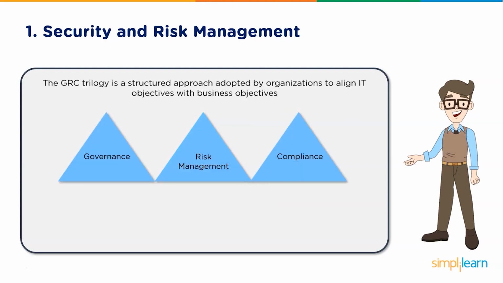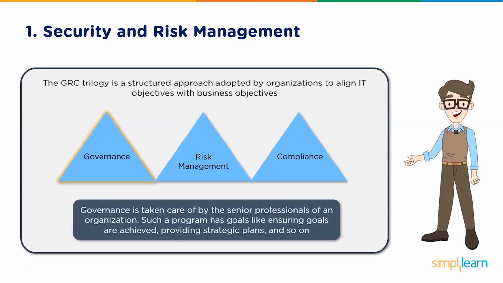Now that we have understood the CIA triad, let's have a look at the GRC trilogy. This trilogy is a structured approach adopted by organizations to align IT objectives with business objectives. First up, we have governance. Such a program has motives like ensuring goals are achieved, providing strategic plans, and so on. Governance is taken care of by the senior professionals of an organization.